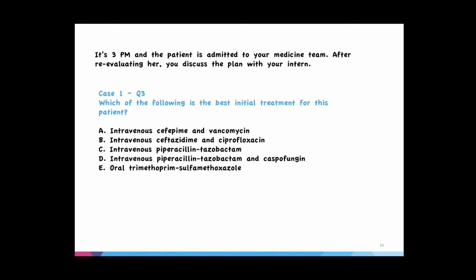Okay, so the majority is saying A, and another big chunk of you is saying C. So the correct answer is C. Okay, and we'll go over the reason why. We'll go over that, but most of the times, as we said, the infection comes from the GI tract.